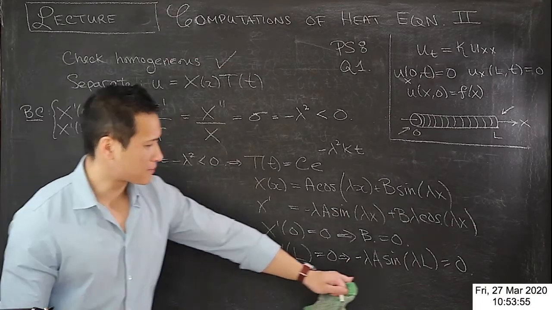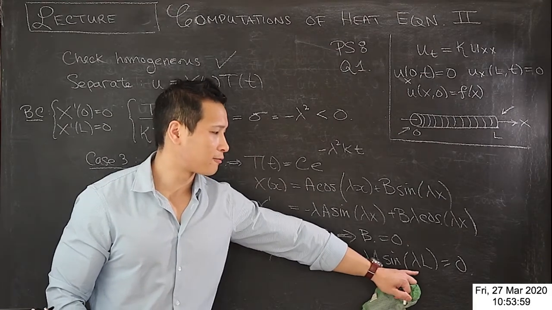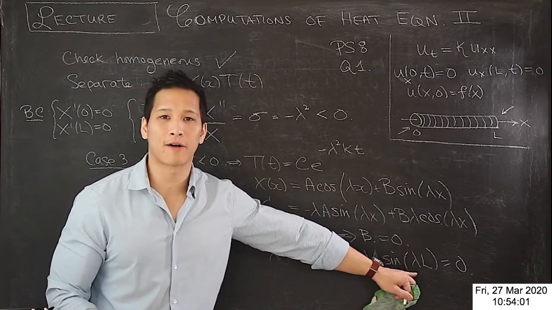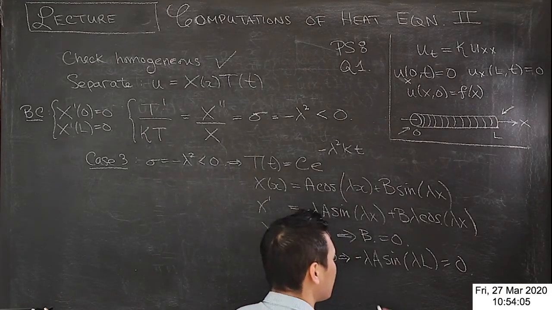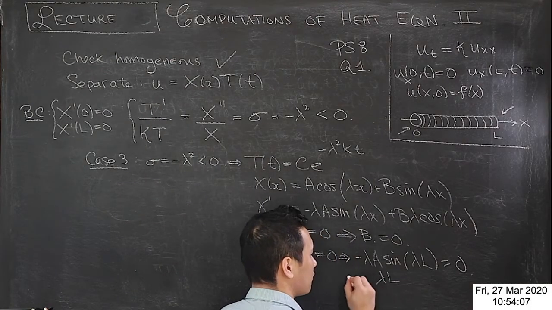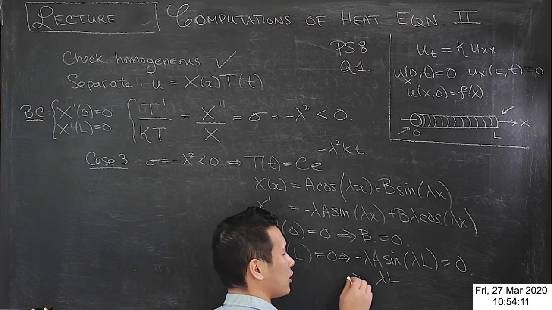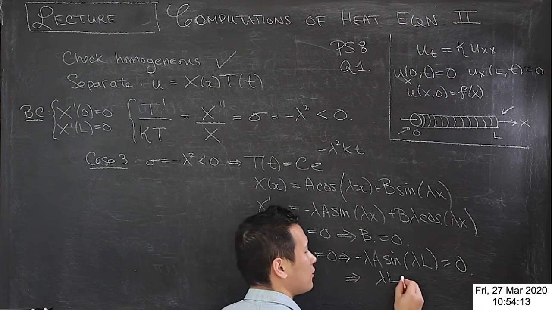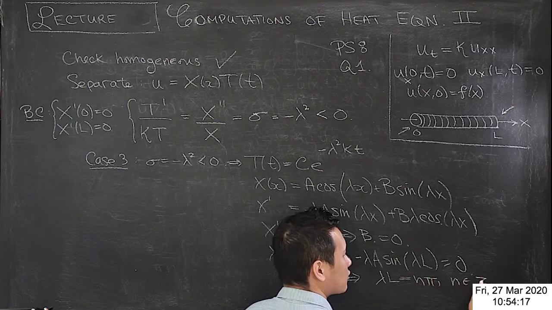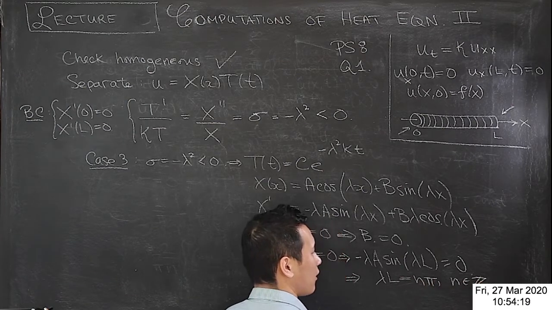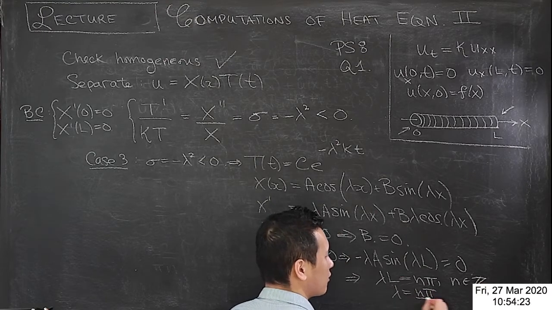Okay, so at this point, I have lambda L is equal to 0, and sine of stuff is equal to 0 if that stuff is a multiple of pi. So at this point, you're ready to conclude that lambda L, unless you want your big A to be equal to 0, which you don't because then you have a trivial solution, should be a multiple of pi, n times pi, where n is an integer, and therefore lambda is equal to n pi over L.